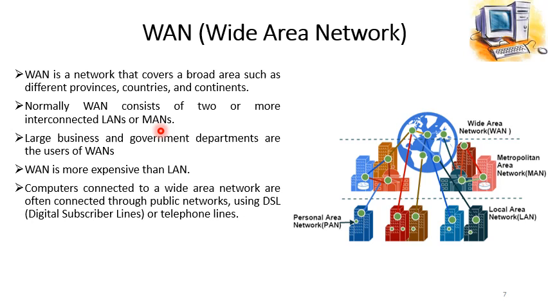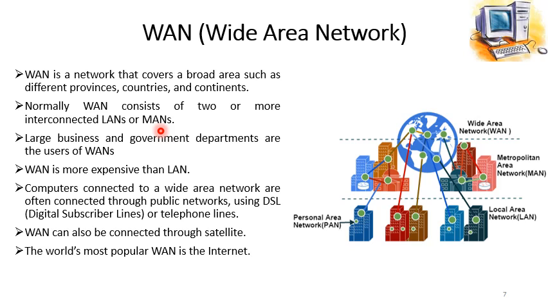Computers connected to a wide area network are often connected through public networks, that is using DSL. DSL stands for digital subscriber lines or telephone lines. WAN can also be connected through satellite. The world's most popular WAN is the internet.